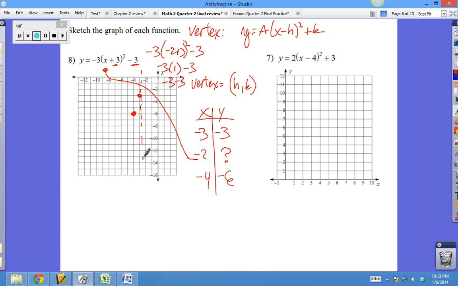And because this is your vertex, that's the dead center, this is going to reflect across the vertex, and you get 3 dots, connect them, and it should be concave down. You're expecting it to be down because that is a negative.